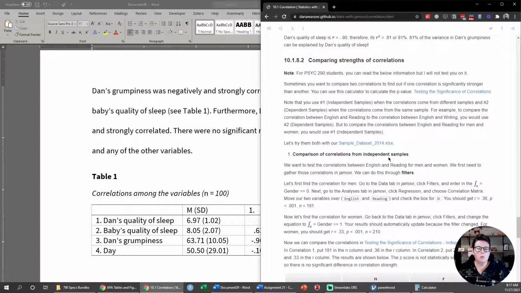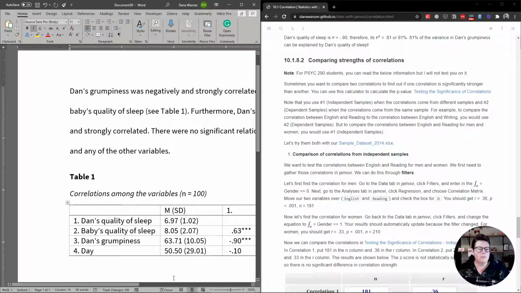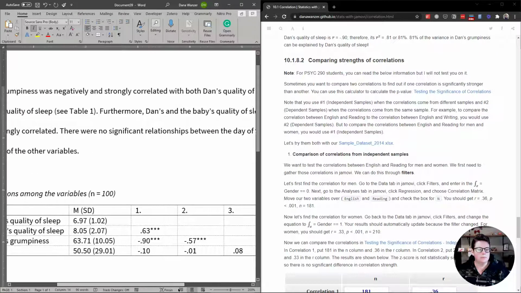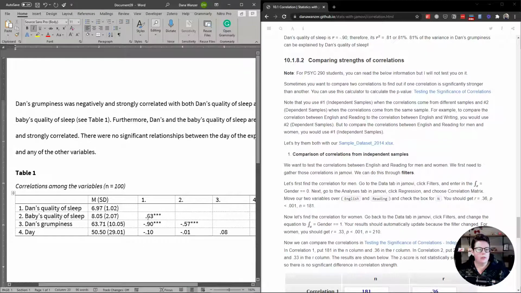So sometimes we're interested in comparing the strength of correlations. I want to see, for example, let's go back to here, is the correlation between Dan's grumpiness and Dan's quality of sleep stronger than the correlation between Dan's grumpiness and baby's quality of sleep? You can eyeball it and say, oh yeah, 0.9 is greater than 0.57. But how could we test that? How do we know for sure?